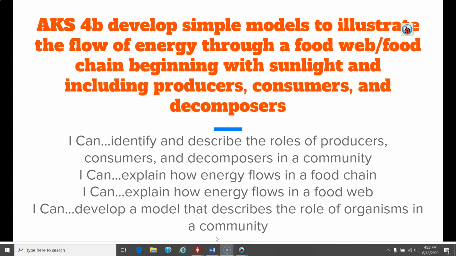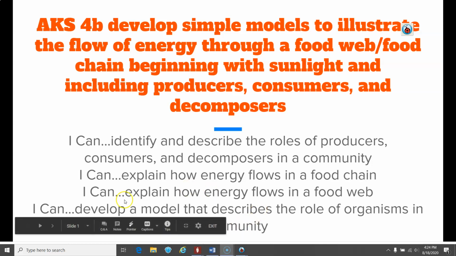And here are some different learning targets. I can identify and describe the roles of producers, consumers, and decomposers in a community. I can explain how energy flows in a food chain. I can explain how energy flows in a food web. And finally, I can develop a model that describes the roles of organisms in a community. Okay, friends, here we go.